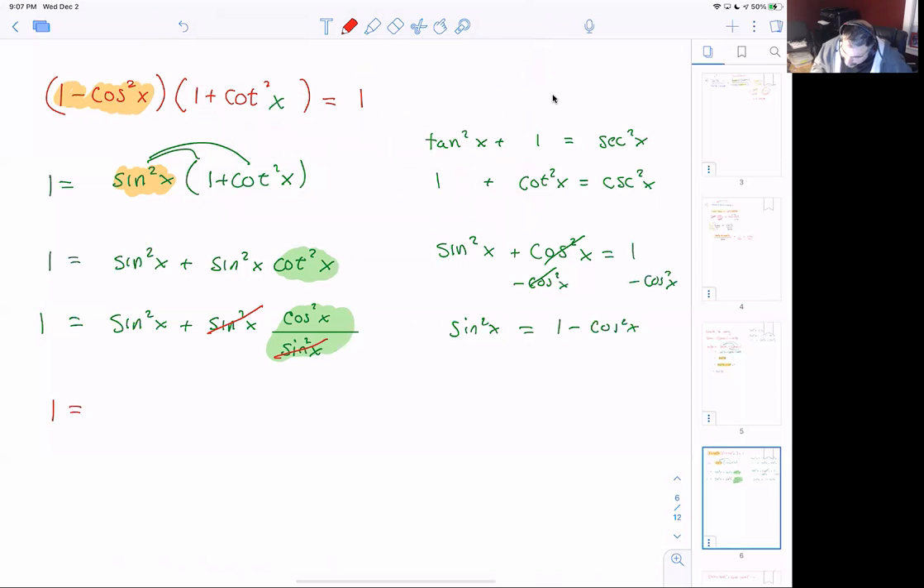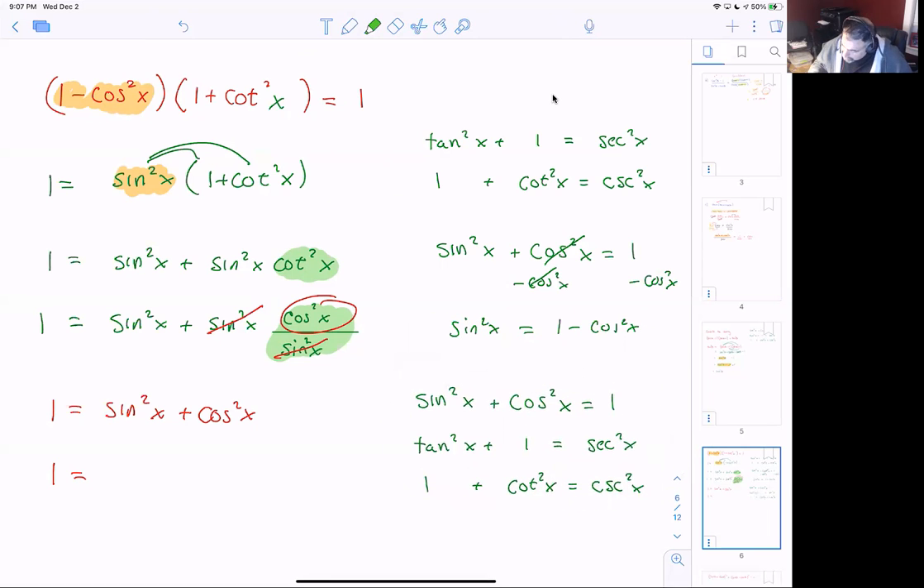I've still got that one I've been dragging along, but now I've got sine squared x plus, and what survives? Cosine squared x. Well, that is the Pythagorean identity I want. You may remember it. I had it before. I'm going to have it again. Let's bring it back real quick. There it is. It's this top one. Wherever I see sine squared plus cosine squared, I can replace it with 1. I'm definitely seeing sine squared plus cosine squared here. I am replacing that with 1. So we have shown how to manipulate this to make both sides 1. We have verified this identity.